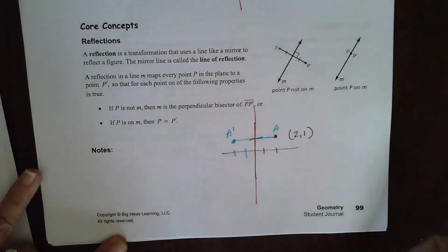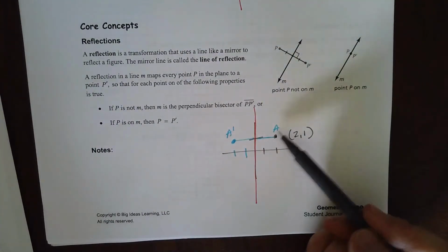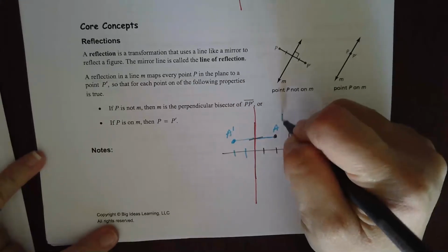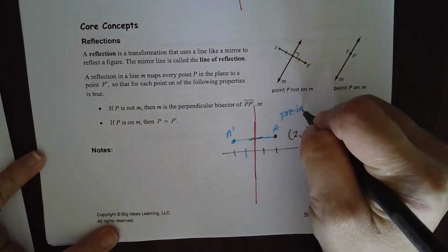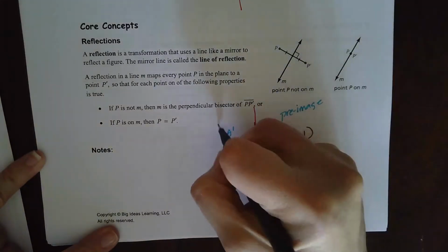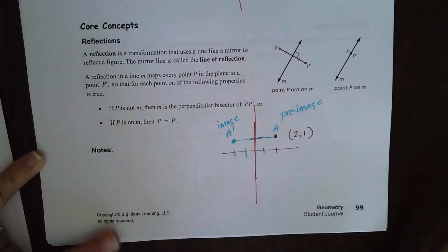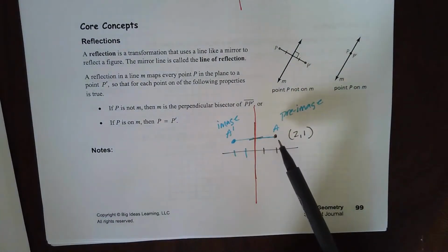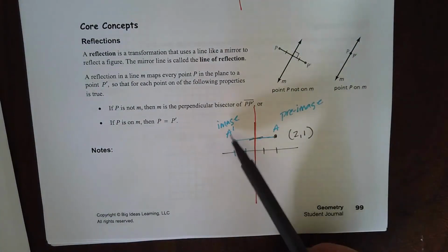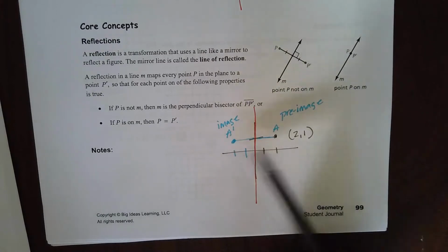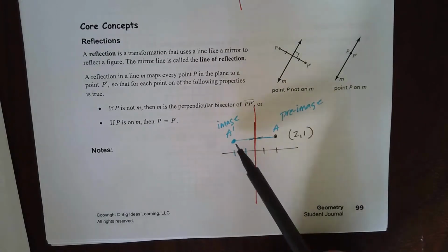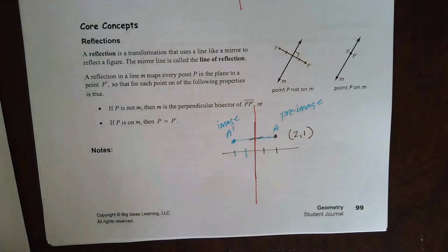Remember we talked about last time an image, a pre-image and an image. The pre-image is your starting, and your image is where you end. So if we had point A and I reflected it, I'm going to call this A prime. Again, we don't want to call it the same exact thing, so that's why we're calling it A prime. It's a reflection of that particular point.